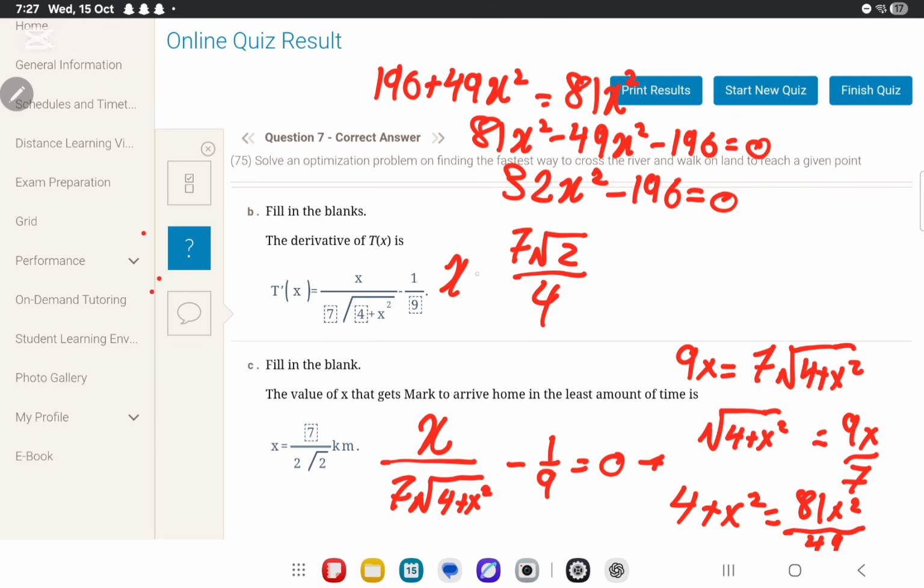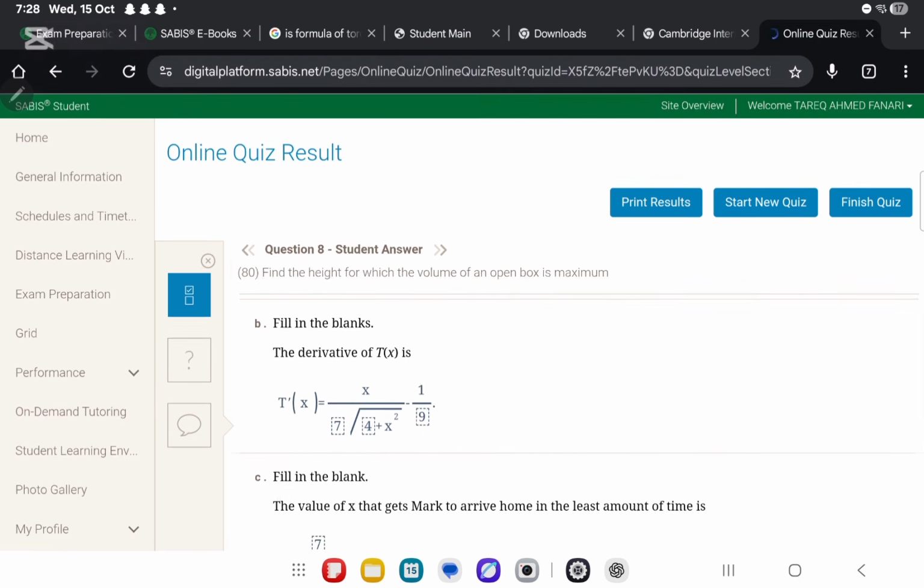This is x. Now you can also have x as negative 7 radical 2 over 4. But why do we not accept this? Because it's negative, right? You can't have a negative distance. I remember x is the distance, so this is rejected. So, moving on.